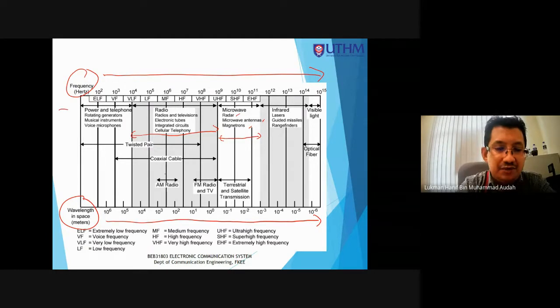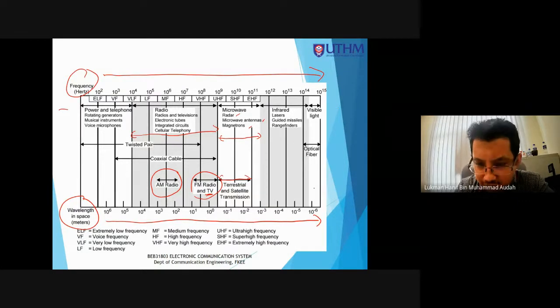So AM radio, in chapter 3 you will learn, uses the medium range frequencies, and then FM radio and televisions, analog TV, analog televisions dalam frequency VHF, and then for satellite in the microwave range of frequencies, and then here is for the lasers, guided missiles, and etc. And the very high frequency is basically for the optical fiber. And here is visible light.